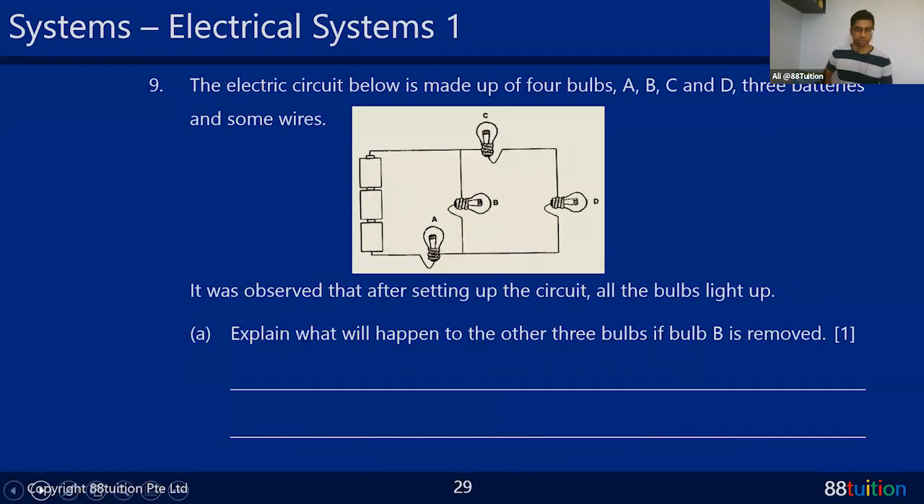Fine. Question 9. The electric circuit below is made up of 4 bulbs and some wires and some batteries. It's observed that after setting it up, all the bulbs light up. So very good. Whoever this student did this experiment, very good. Explain what will happen to the other 3 bulbs if bulb B is removed. Ta-da! Now this is the question.